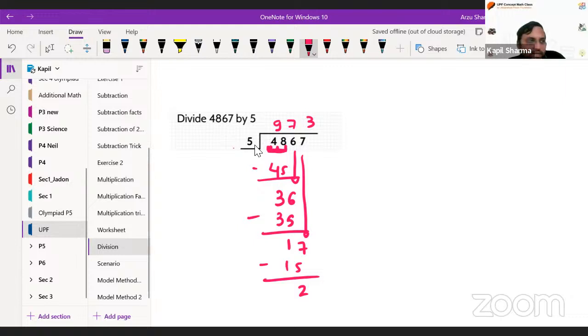You're actually writing the number in decimals. Okay, that's a different thing altogether. Fine, is this clear? Prince?